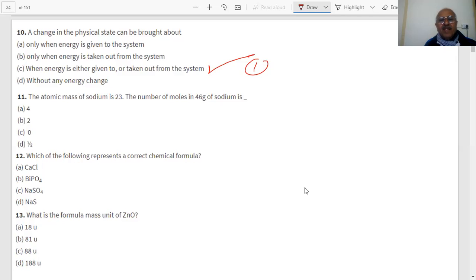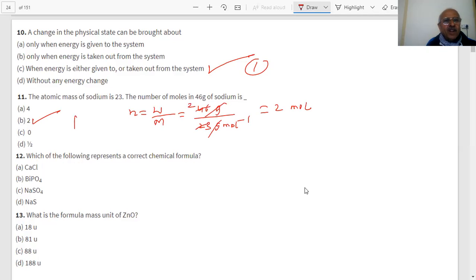Your time is running out, students. B part will be the answer. That is the correct answer. 46 grams: the moles are equal to W by the molar mass. Here 46 gram divided by 23 gram per mole. So you will get 2 mole. Okay, that is the correct answer.